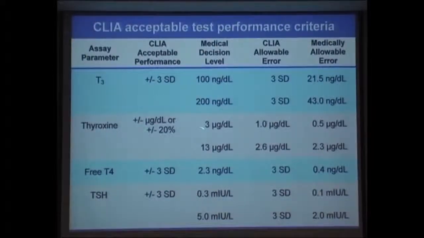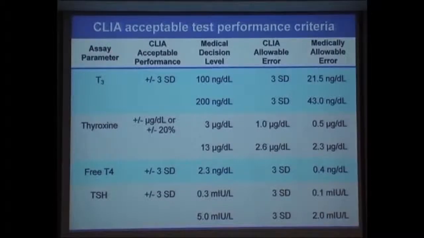This table shows us the CLIA acceptable performance criteria. These CLIA performance criteria tell us that there is an allowable variation which is acceptable during performance of these tests, maybe on a rerun on a similar platform or on different platforms.